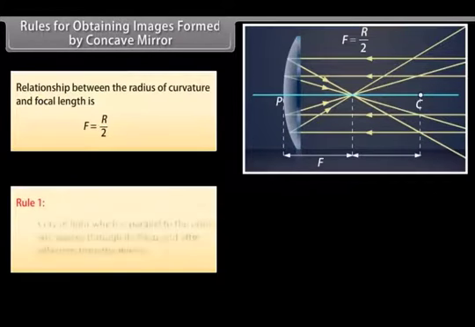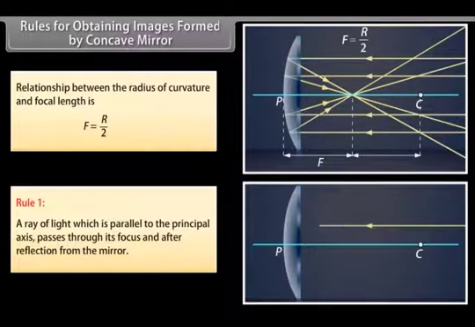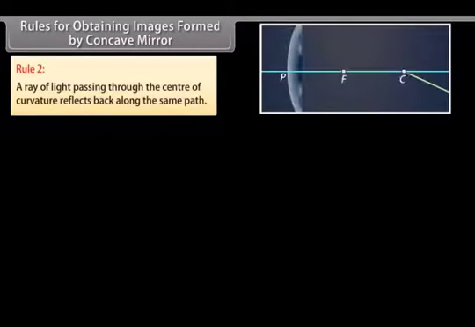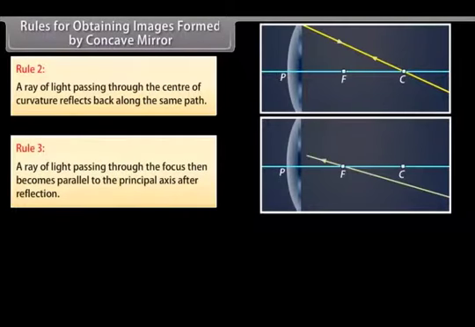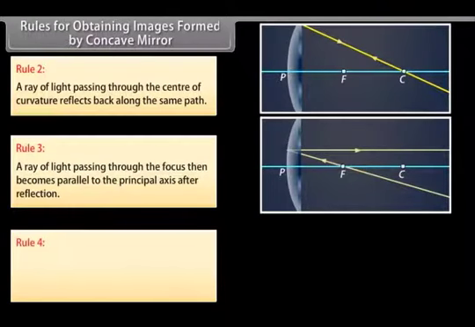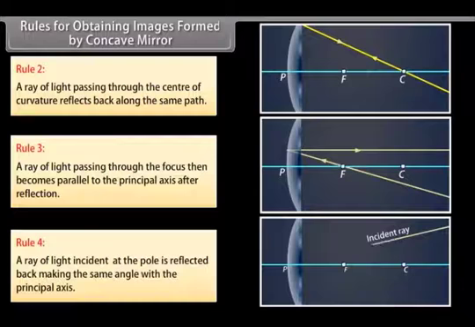Rule 1. A ray of light which is parallel to the principal axis passes through its focus after reflection from the mirror. Rule 2. A ray of light passing through the center of curvature reflects back along the same path. Rule 3. A ray of light passing through the focus becomes parallel to the principal axis after reflection. Rule 4. A ray of light incident at the pole is reflected back, making the same angle with the principal axis.